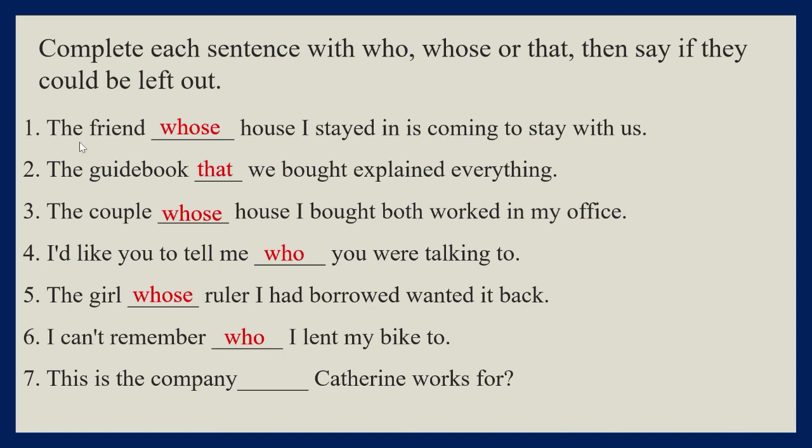Look at number 1. It says, The friend, which friend? The guidebook, which guidebook? The couple, which couple? But in here it says, I'd like you to tell me. There is nothing to be given essential or extra information about. Tell me who you were talking to. This is an indirect question.